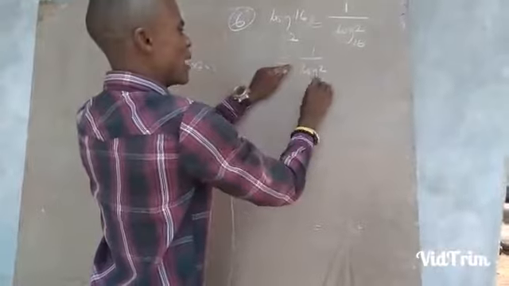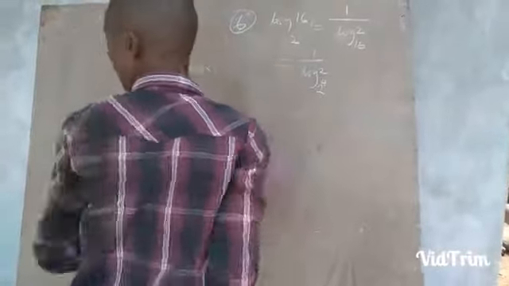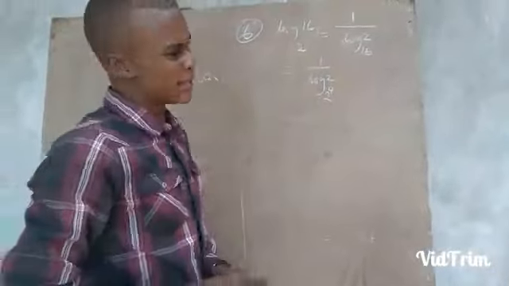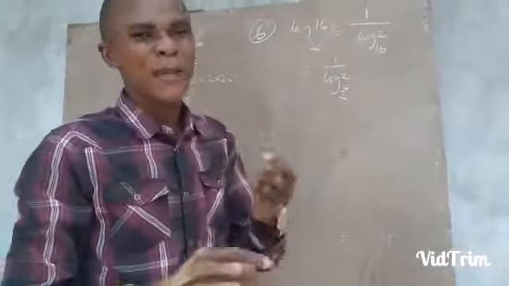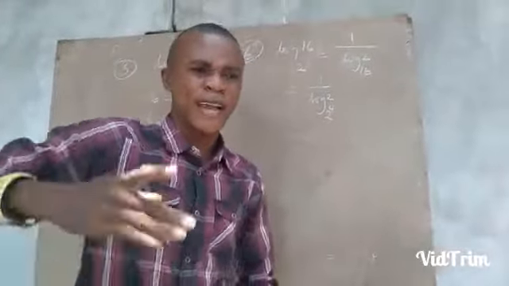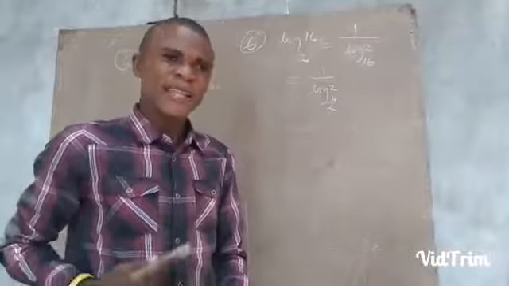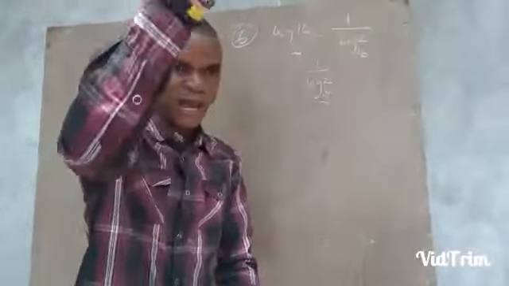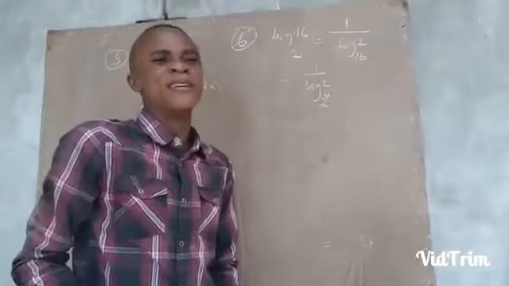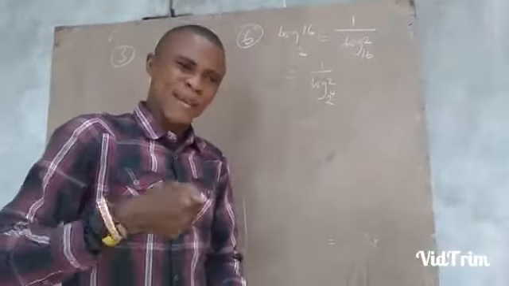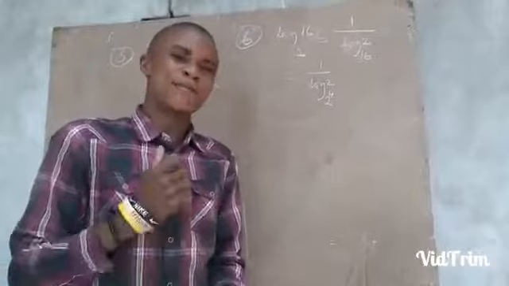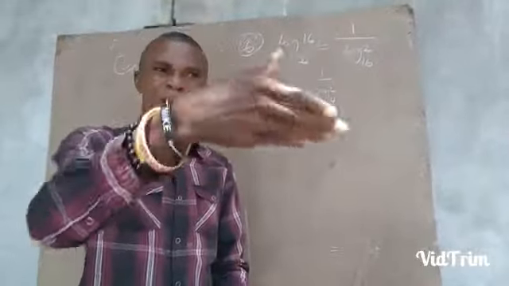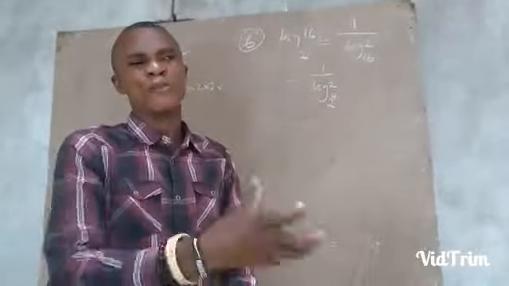16 is here. Wherever 16 appears, it is 2 to the power 4. If you recall one of the theorems that I explained, anytime the base is raised to a power, you also take 1 divided by that power before you multiply by the logarithm. Anytime it is the base that has the power, you take 1 divided by that power and put it before the log.